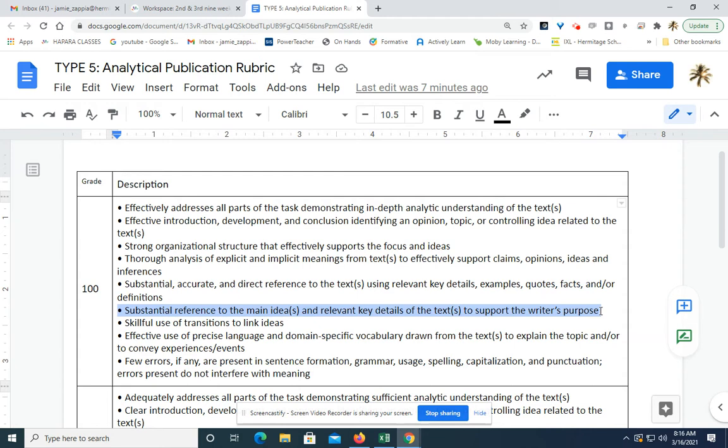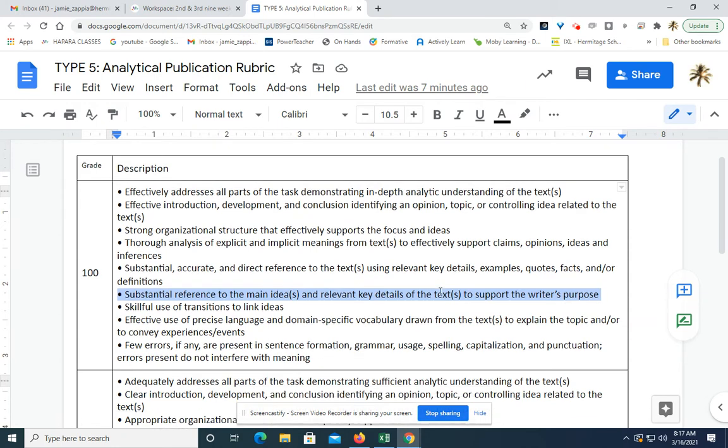We need to make sure that we're doing that multiple times. It says substantial reference to the main idea and details. That means we need multiple body paragraphs. That's referring to the idea that we have multiple claims that we analyze and that we're explaining for our thesis statement. If you try to submit an essay that has one body paragraph only, you will not get anything better than a C on this publication, because you're not having substantial references to the text.